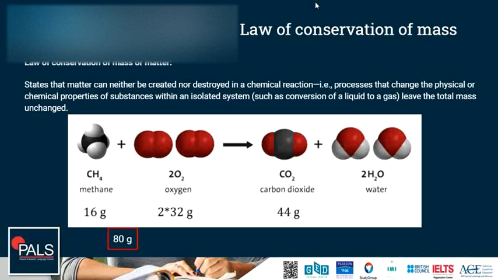So since we have a total of 80 grams of reactants, what do you think is the total in grams that we receive on the product side? If we apply the law of conservation of mass, you're correct, we will also yield 80 grams. Since we know that we receive 44 grams of carbon dioxide, I'm sure you can figure out how much water we will yield in this equation. We will get 36 grams, or 2 times 18 grams of H2O.